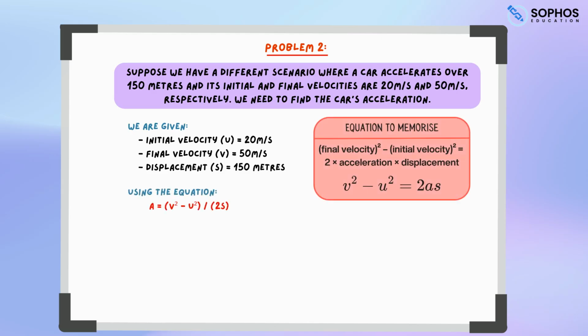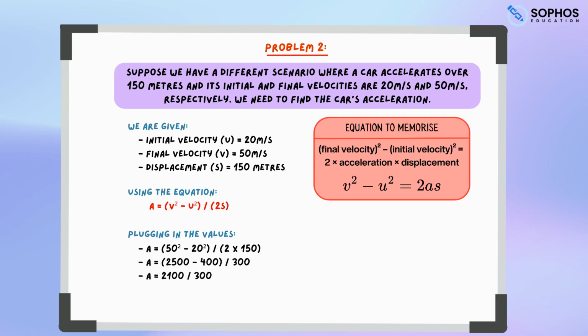Use the equation a equals v squared minus u squared divided by 2s. Plugging in the values, we get a equals 50 squared minus 20 squared divided by 2 multiplied by 150. This simplifies to 2100 divided by 300, which gives 7 meters per second squared. Thus, the car's acceleration is 7 meters per second squared.